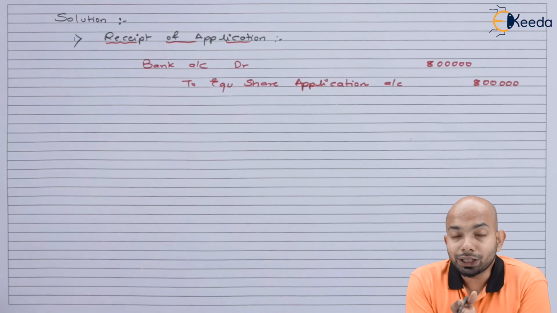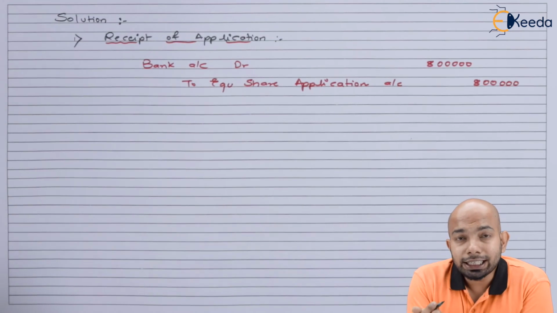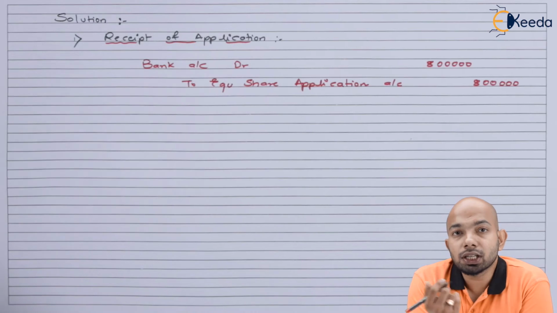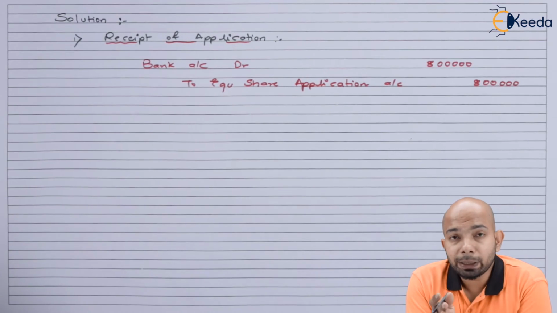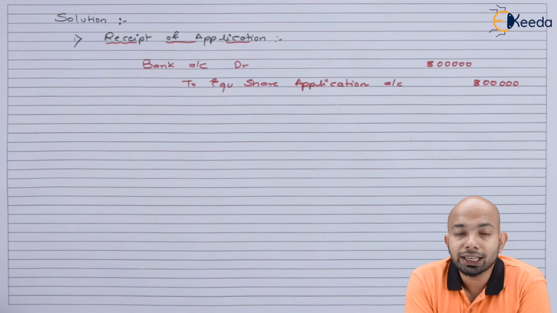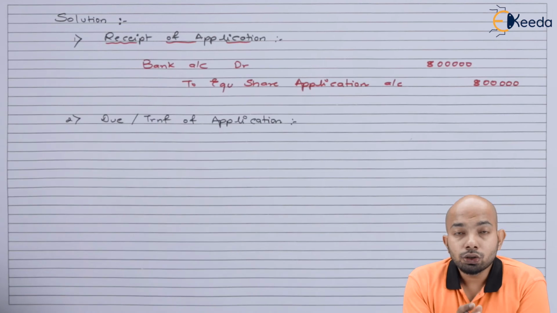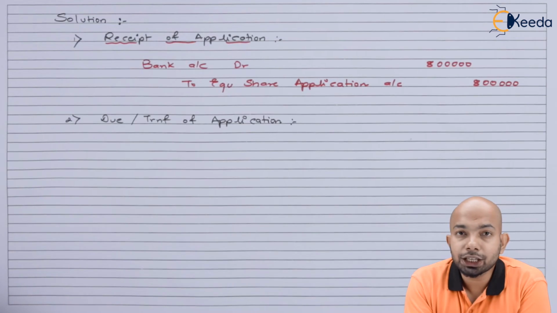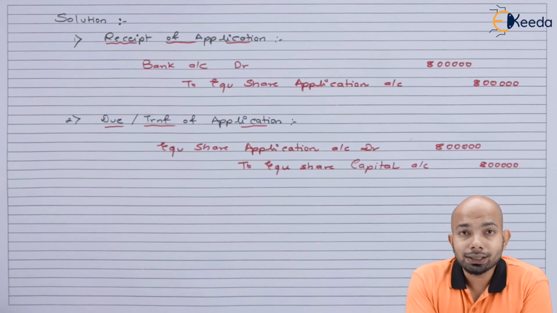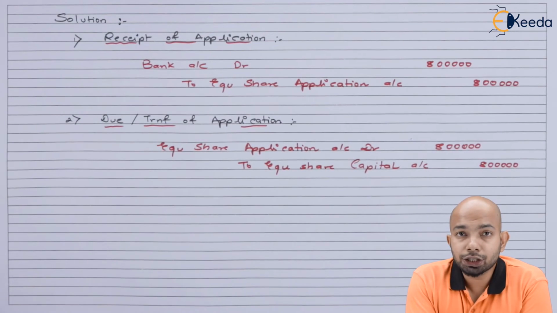So 40,000 into 20 gives you an amount of 8 lakh that is supposed to be received by us, which has been received. Now the same amount will be transferred to the equity share capital, that is the due entry basically. So equity share application account debit to equity share capital, 8 lakh rupees will be transferred there. Let's pass that entry now. So the entry that we're passing here is for due or transfer of application amount. So the entry has been passed here, that is due or transfer of application amount.